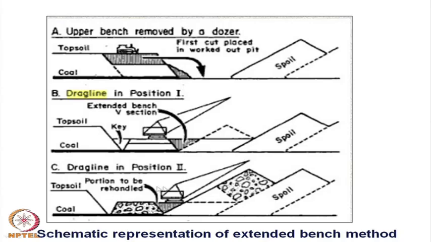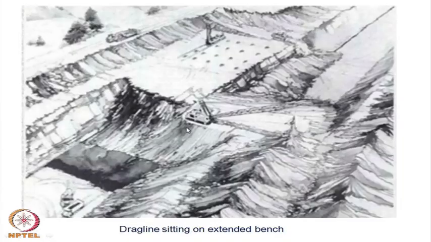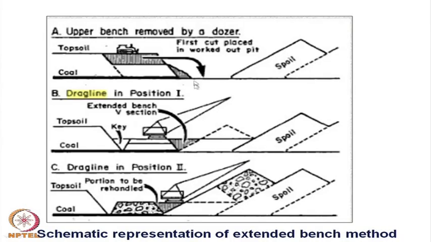Now, this whole material will be excavated by this dozer, and it will be placed over here. So, this is how an extended bench method can work when the material is pushed by a dozer. The difference is that earlier the extended bench was made by the dragline itself. So, sometimes we can use a dozer.